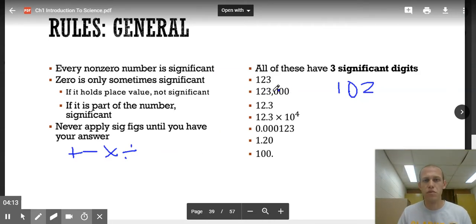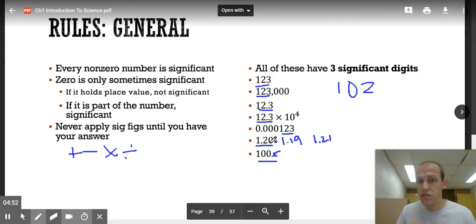All of these examples have 3 sig figs. The key about this one right here is that the decimal says, hey, I measured to this point right here. I didn't measure to the hundredths. I measured to this point. So include this zero. I found that it was exactly 100. Here it's saying, hey, it wasn't 1.19. It wasn't 1.21. I found that it was exactly 1.20.